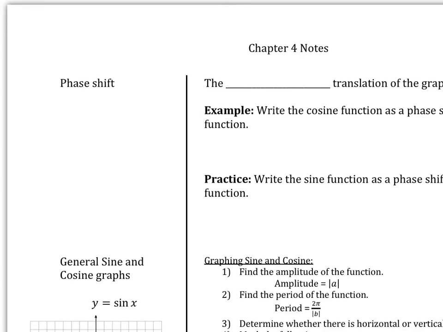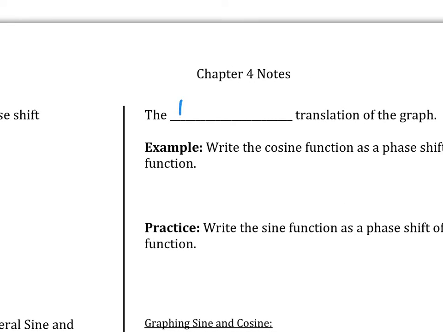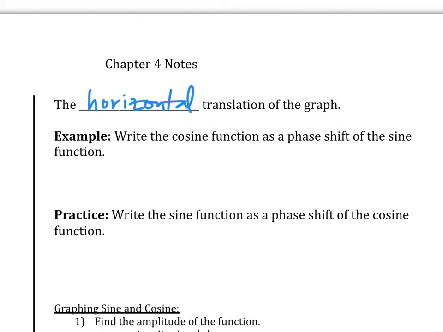All right, phase shift. Phase shift is the horizontal translation of the graph. All right, so let's look at this question. Write the cosine function as a phase shift of the sine function. Right, cosine function as a phase shift of the sine function.